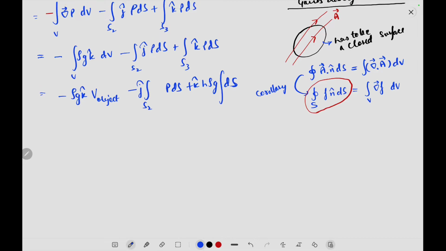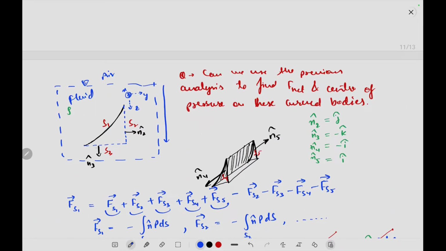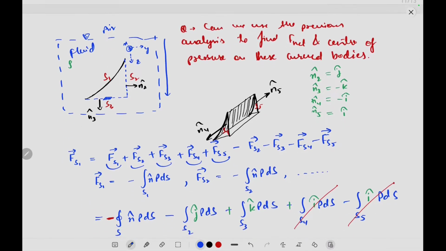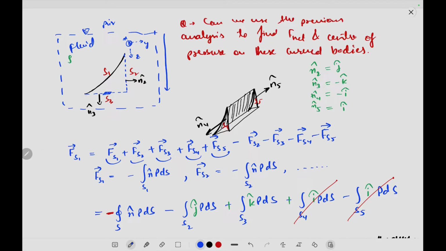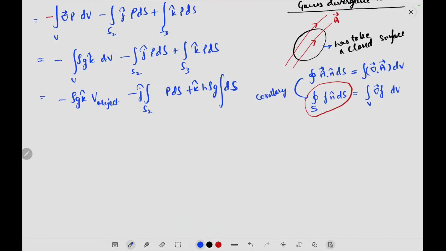Now what is this integral over ds? The ds is somewhere here for this S3. The total integral over ds would be simply the area of this surface, or if you see in 3D, the area of this surface. So let's say that area is S3, the area of this surface. So we can just write this as S3.